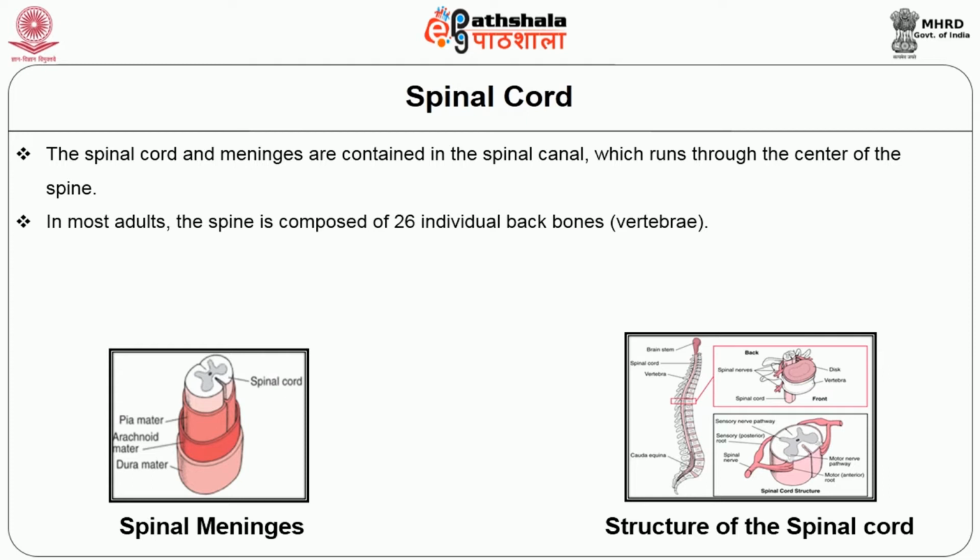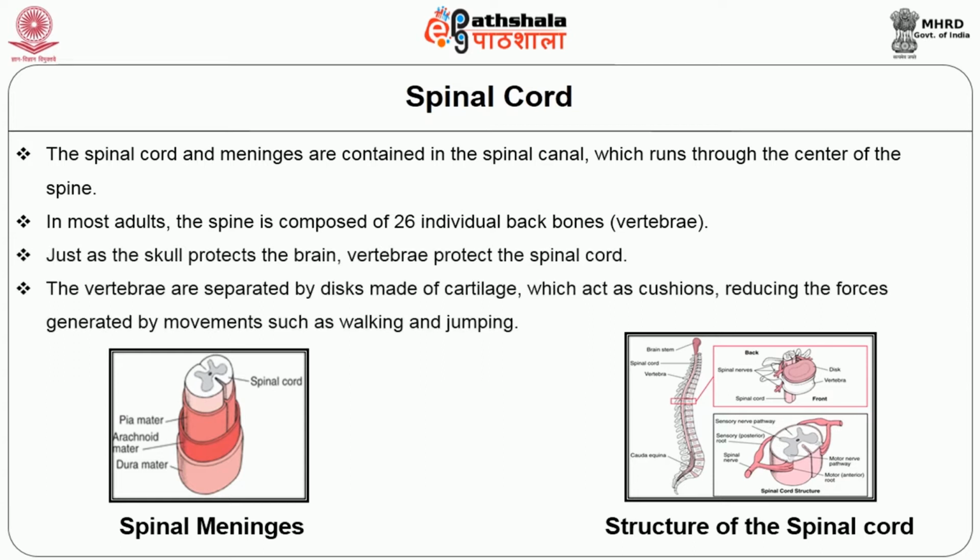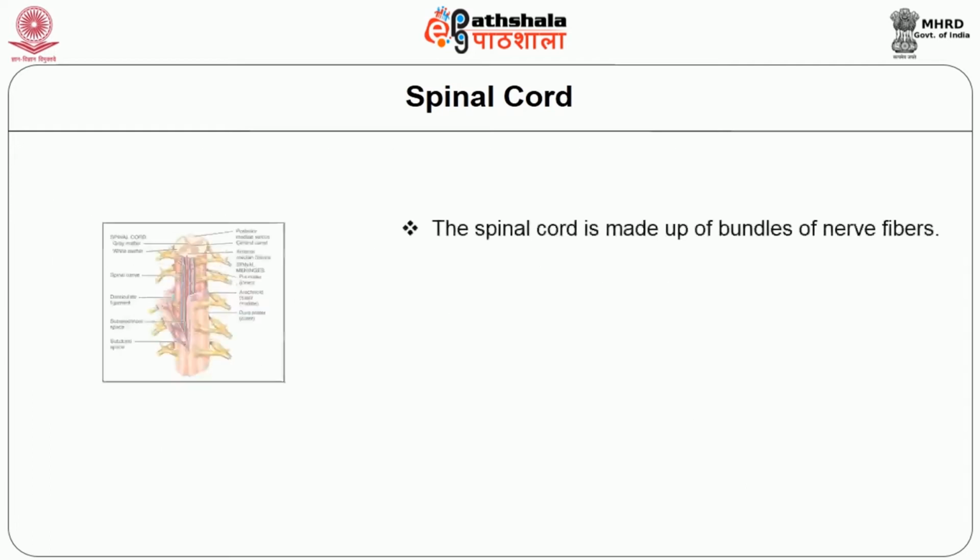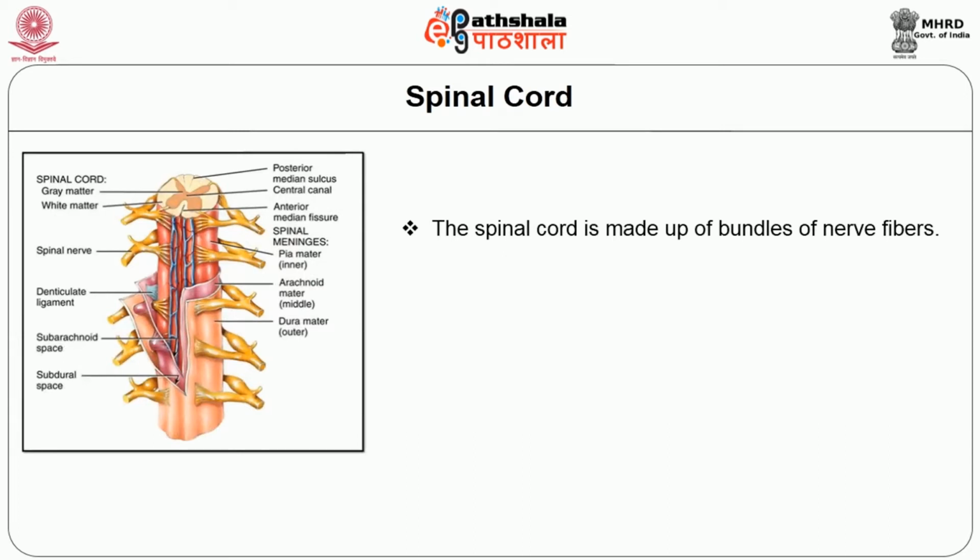In most adults, the spine is composed of 26 individual backbones, that is vertebrae. Just as the skull protects the brain, the vertebrae protect the spinal cord. The vertebrae are separated by discs made of cartilage which act as cushions, reducing the forces generated by movements such as walking and jumping. The spinal cord is made up of bundles of nerve fibers.